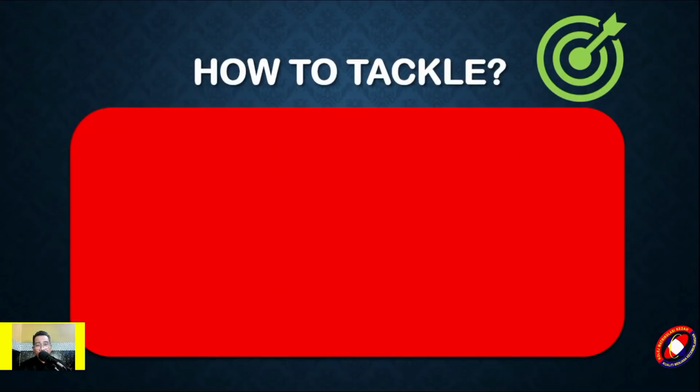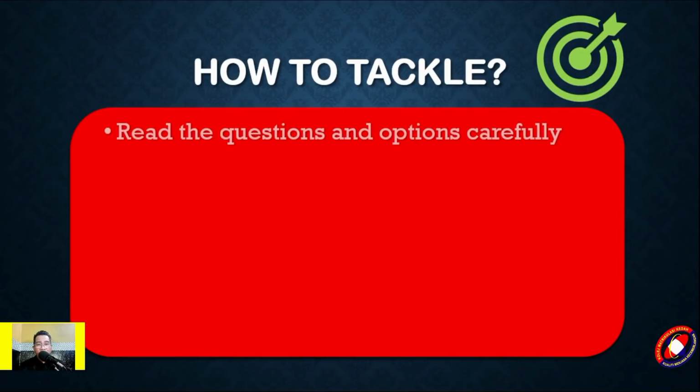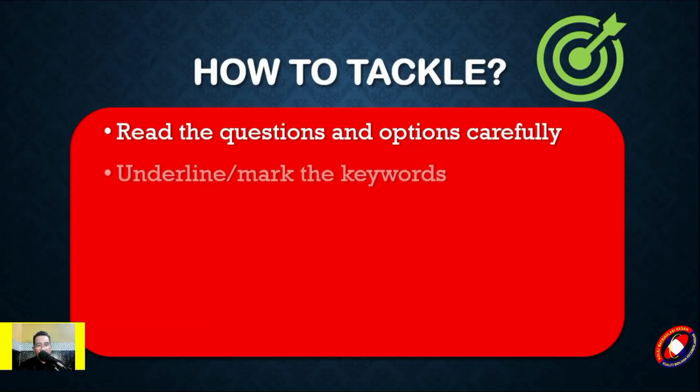Next, how to tackle. Read the question and options carefully. I'm going to show you the sample of the question later, so that it will give you some rough idea of what MUET Part 1 is all about. Next, while you are reading the question, don't forget to underline, mark the keywords. Remember at school, we use highlighter, right? We highlight those keywords. But here, you can underline. You can circle if you want. Mark the keywords.